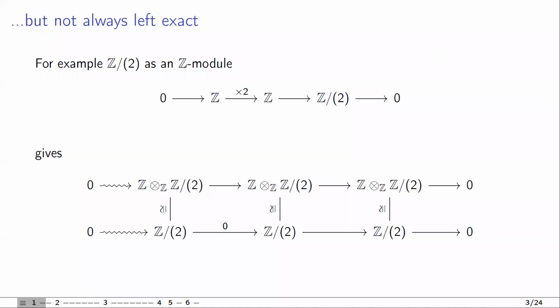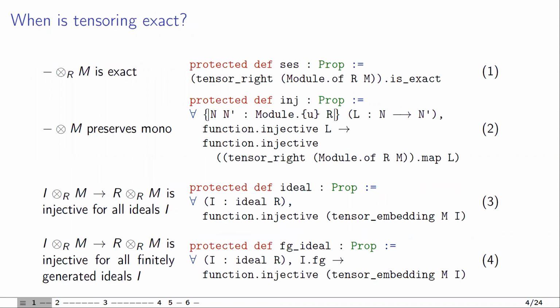So what kind of criteria should M satisfy so that tensoring with M is exact? We call such modules a flat module. So if tensoring with M is exact, then certainly it is right exact. So in Lean, we say it as tensoring right with the R-module M is an exact functor.